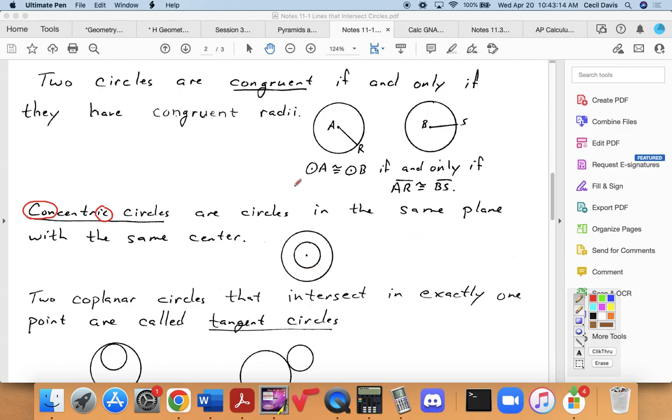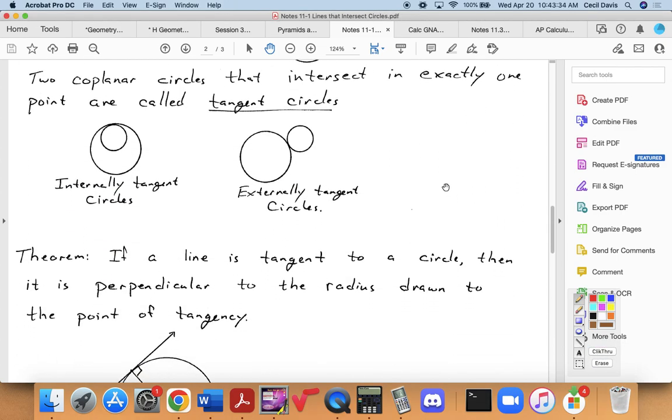Notice on this that when we name the circles, we've talked about this before, but remember, the symbol for circle looks like a circle with a dot in the middle of it, so it doesn't look like an O. Now, in addition to having a line that's tangent to a circle, you can have two circles that are tangent to each other. Notice these two circles only touch in one point. These two circles only touch in one point. These are called internally tangent circles because one circle's inside the other. And this is externally tangent circles.